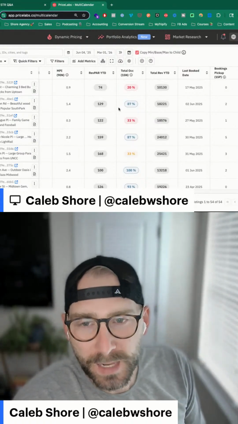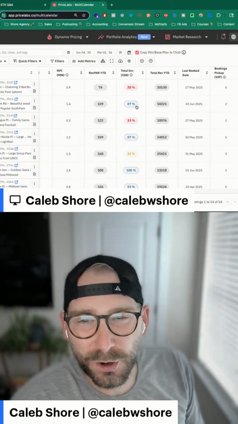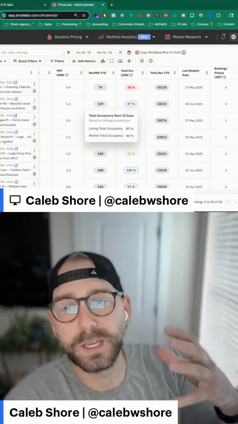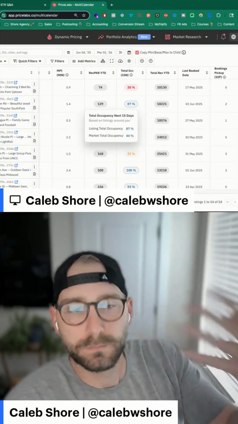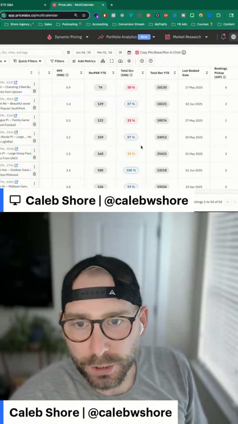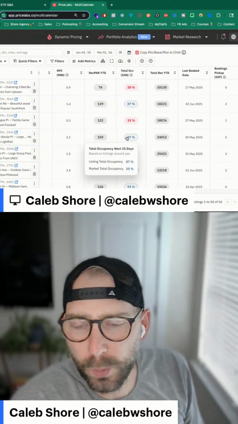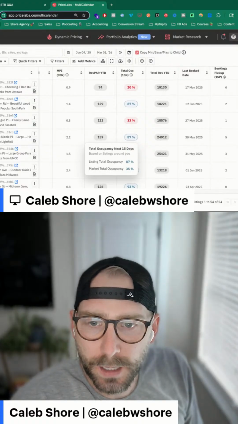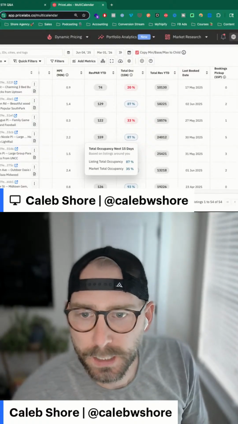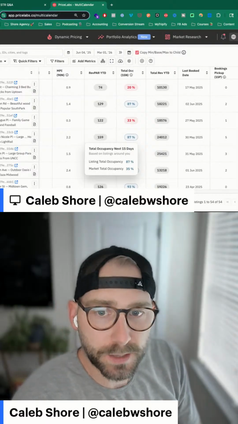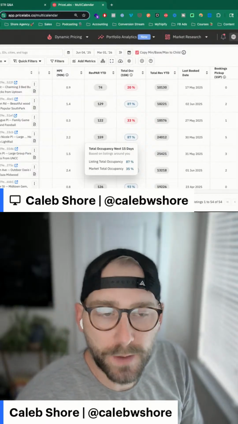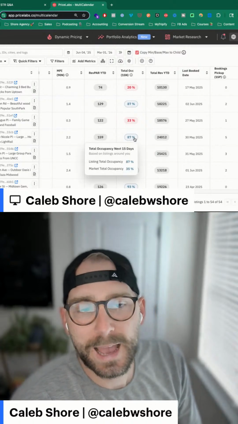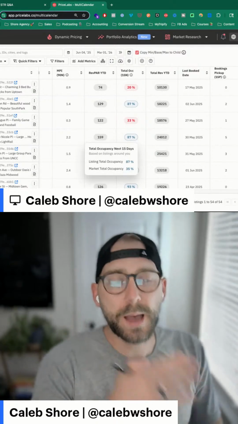So all of these stats are useless by themselves in a vacuum, but if you use them all together, you get a better idea of what that property will actually look like. So like this one, for example, the next 15 days, we're 87% occupied, which is great. The listings around us that are similar to this property are only 35%. So we're doubling the occupancy for that property.